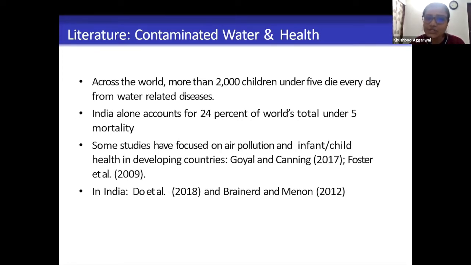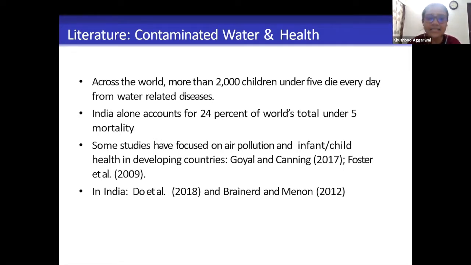UNICEF, according to which more than 2,000 children under the age of 5 die every day due to water-related diseases. India alone accounts for 24% of the world's total child mortality. In fact, a recent report by the World Health Organization states that in India, the major cause of morbidity, especially among children under the age of 5, is mainly the lack of accessibility to safe drinking water.